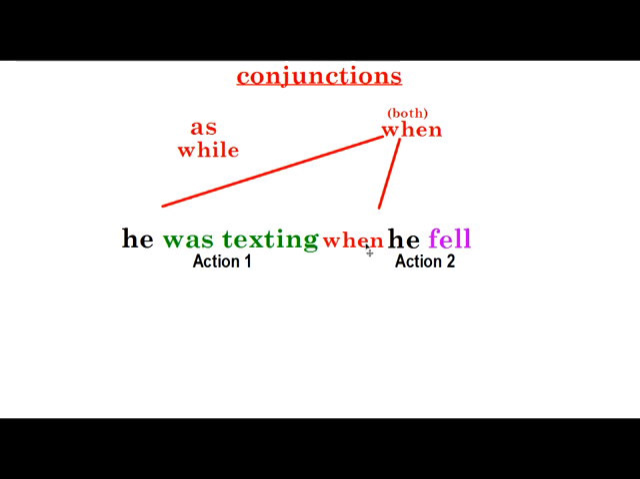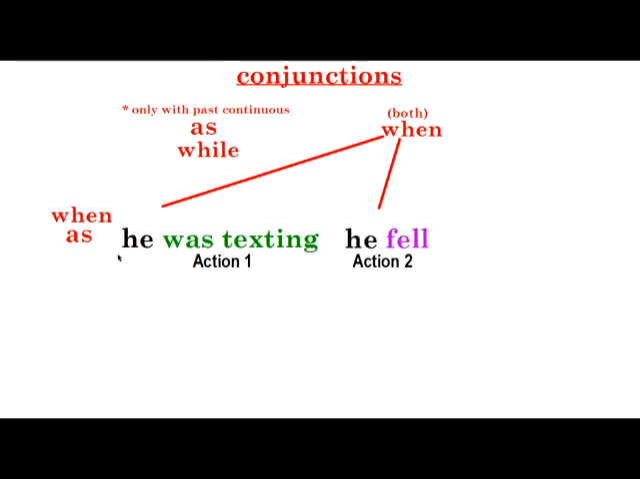Okay? Good. Now, the other ones, as and while, are special because they can only be used with the past continuous. So I cannot put it here with the second action. No, I need to put it with the first action. Yes. So I can say, as he was texting, he fell. Or I can use while, and I can say, while he was texting, he fell. Very good. So remember, as and while always go with the past continuous, right? When is flexible, I can use it for both.